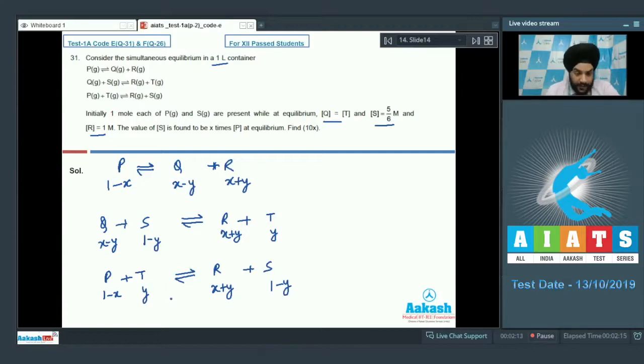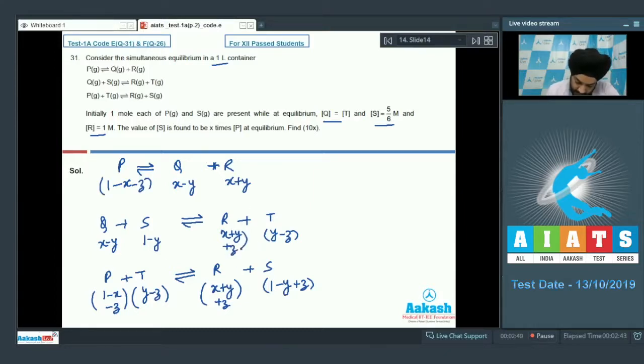Now we can talk about the third reaction, students. We can have an amount Z dissociating. So 1 minus X minus Z, Y minus Z, X plus Y plus Z and 1 minus Y plus Z. So we have to change all the concentrations accordingly. So T is equal to Y minus Z. P is 1 minus X minus Z. R is X plus Y plus Z.